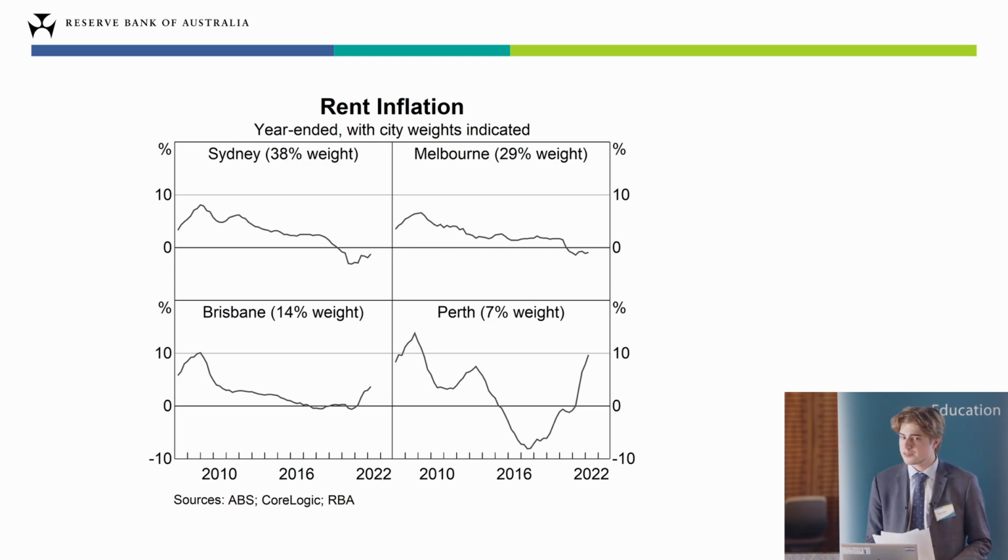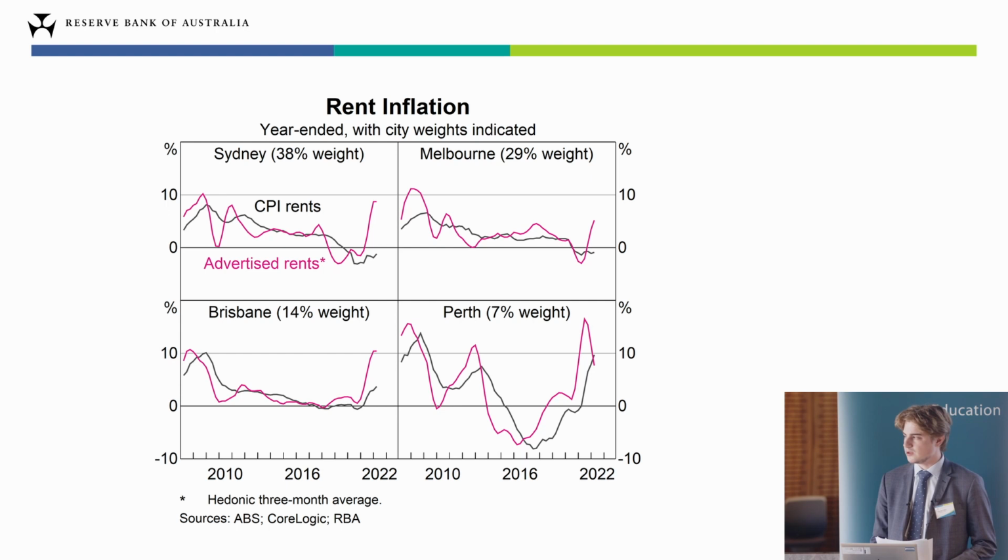But in Perth, rents have behaved a bit differently. They've picked up quite a bit. I'm actually from Perth, so I hear a lot of stories about this myself. This is partly tied to stronger economic conditions in Perth. The unemployment rate there is a fair bit lower than in other states, but probably more importantly, it reflects a limited supply of rental properties from slowed construction over the preceding years.